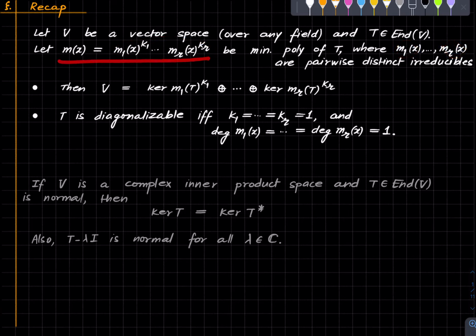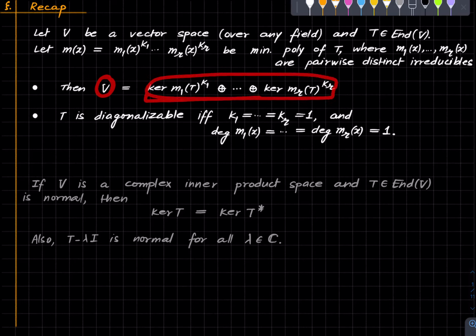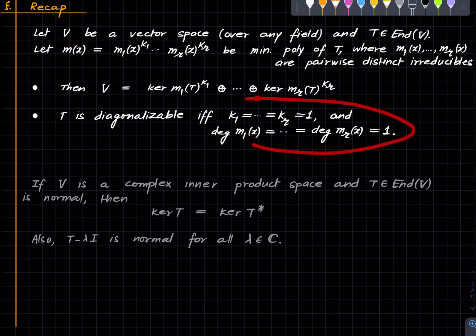So fine, with that information we can show, or we have shown earlier and discussed, that the vector space V decomposes as follows. This is the primary decomposition theorem. And the other interesting fact is that T is diagonalizable if and only if this splits into distinct linear factors. One way to express that is this.